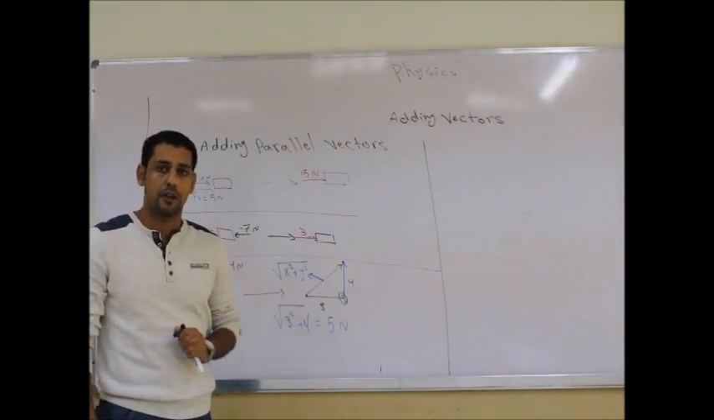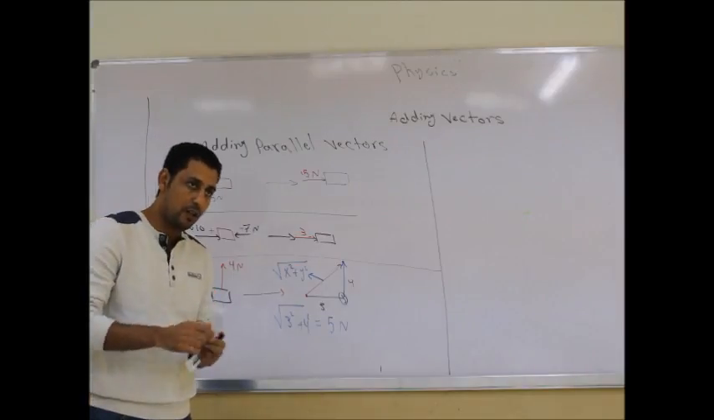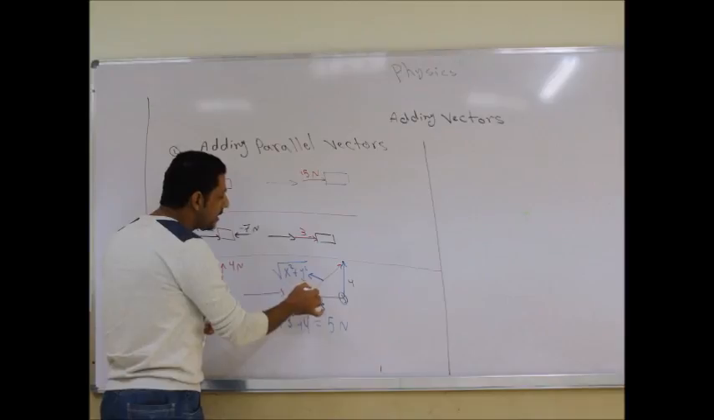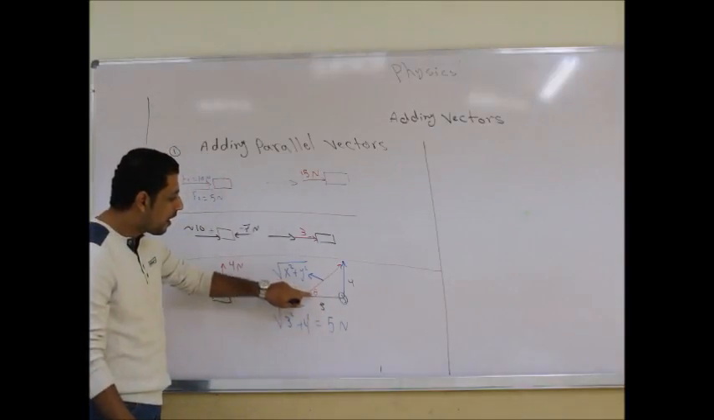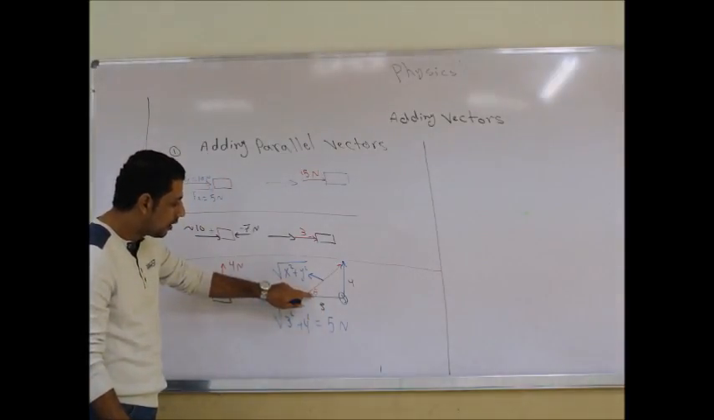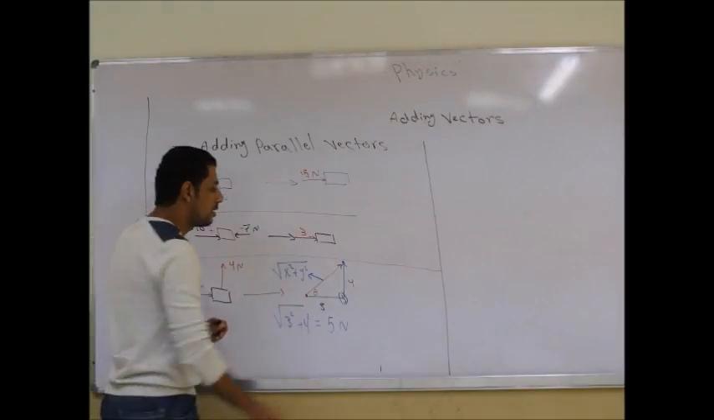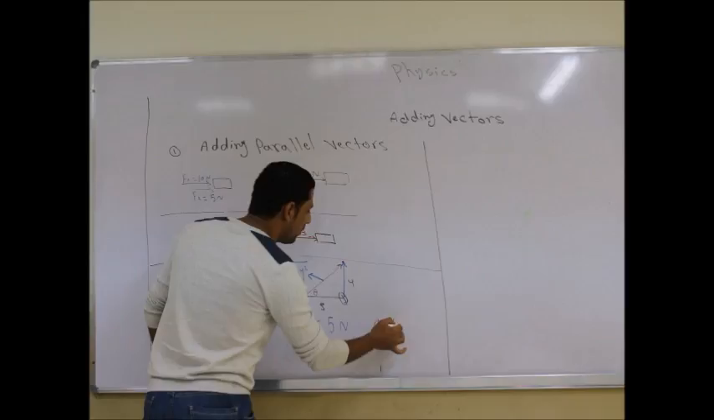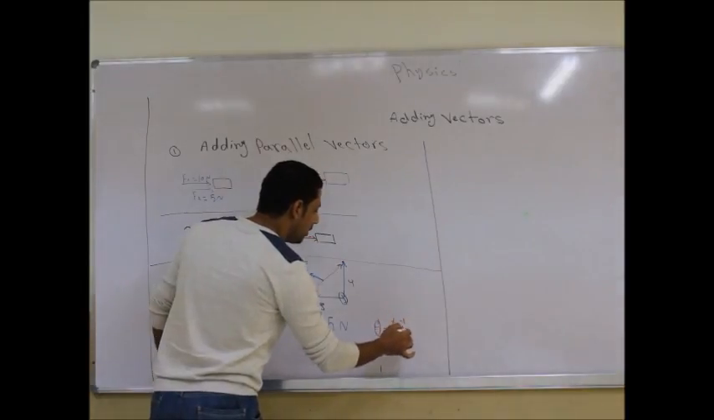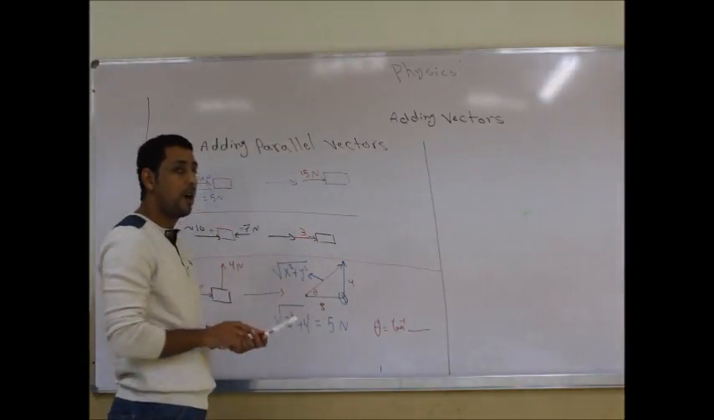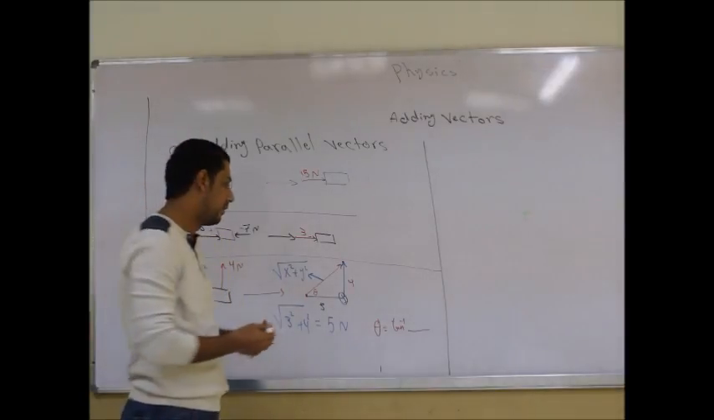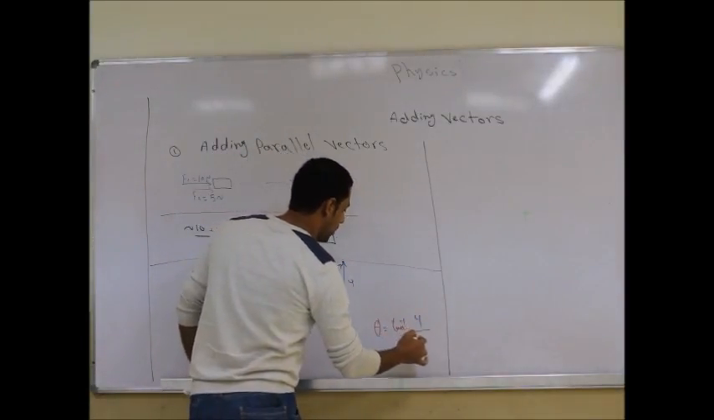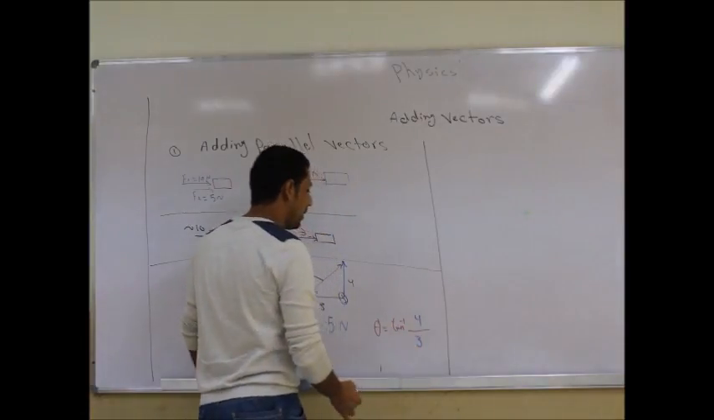Okay, what about the direction? To get the direction, in most cases we get the angle with the x-axis. So if I know this angle, I know the direction. Theta, which is the angle, is tan to the power of negative 1 of opposite over adjacent. This is the opposite, which is 3, and this is the adjacent, which is 4, so 4 divided by 3.